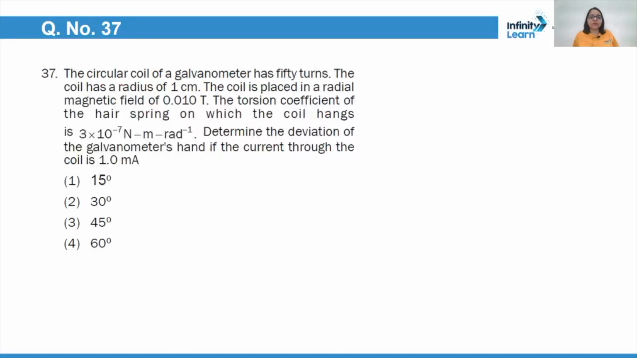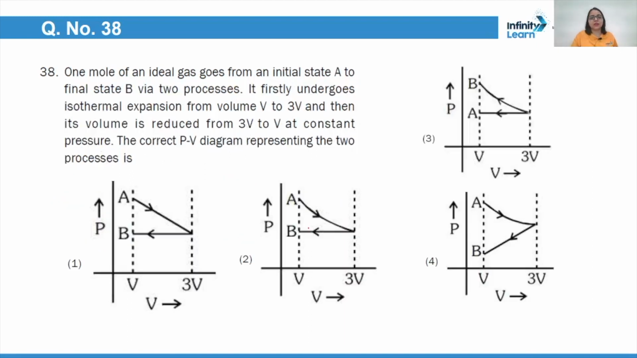Question number 37, we have a circular coil of a galvanometer with 50 turns and radius 1 centimeter. The coil is placed in a radial magnetic field and the torsion coefficient is given. Determine the deviation. So it is NIAB divided by K. So this is the deviation, which by putting all the values you will get as 30 degrees.